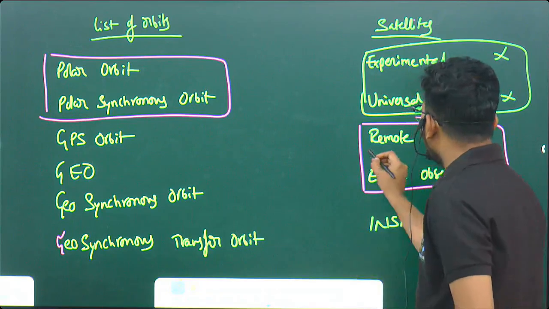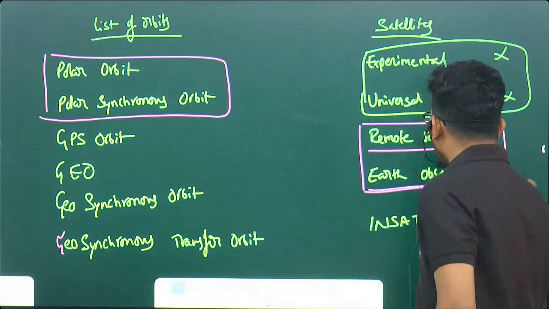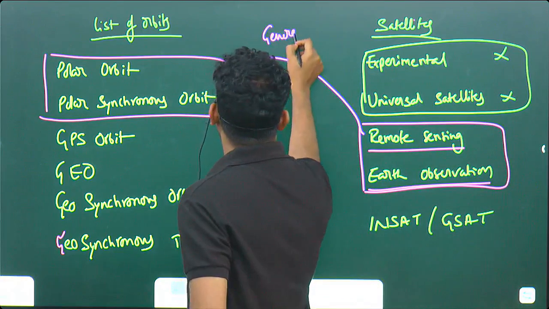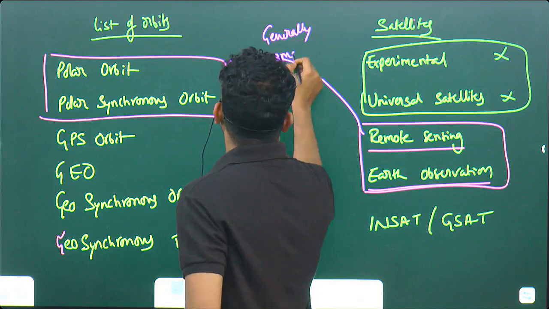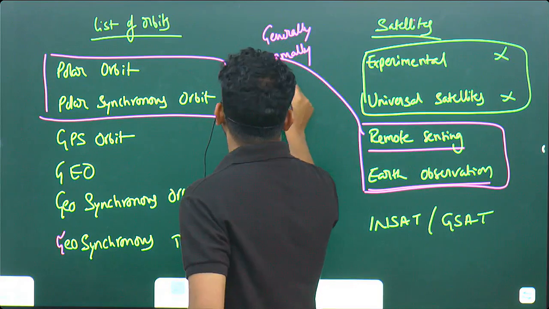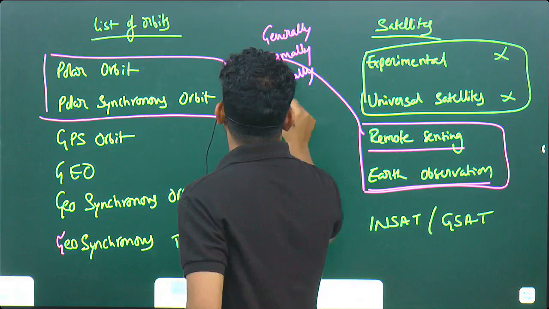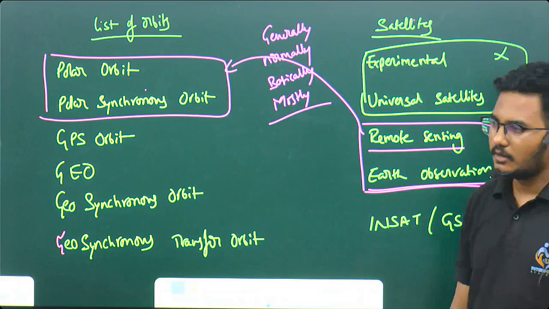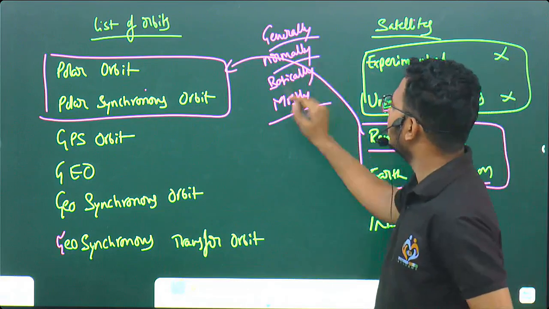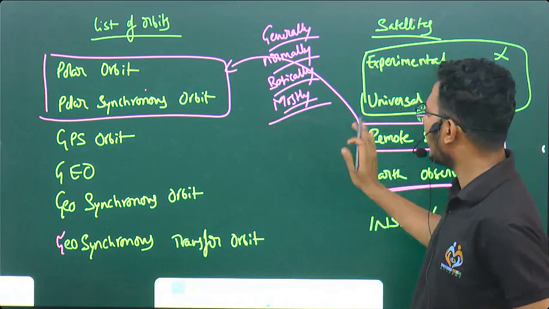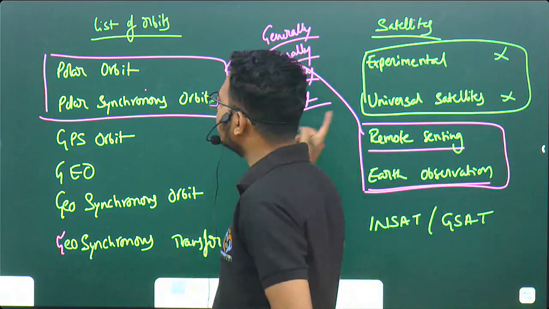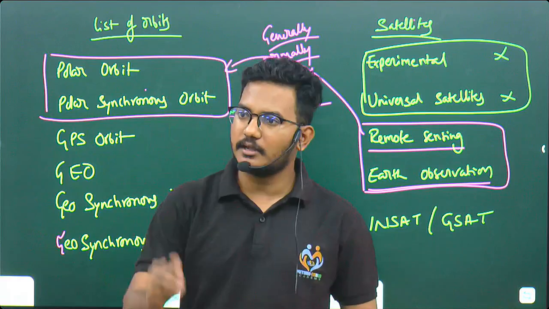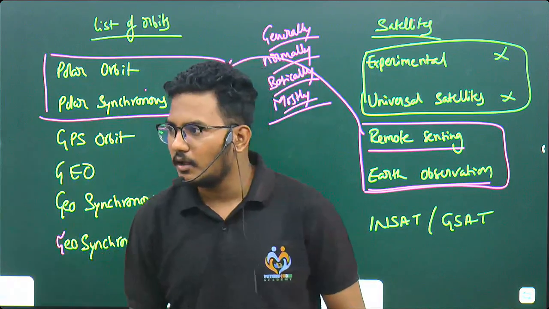If you are sending a satellite for remote sensing or for Earth observation, then you'll place the satellites generally, normally, basically, mostly in these orbits. So UPSC will play with these terms. In a previous year question they have given that generally Earth observation satellites will be placed in polar orbit. Yes, generally Earth observation satellites will be placed in polar orbits.